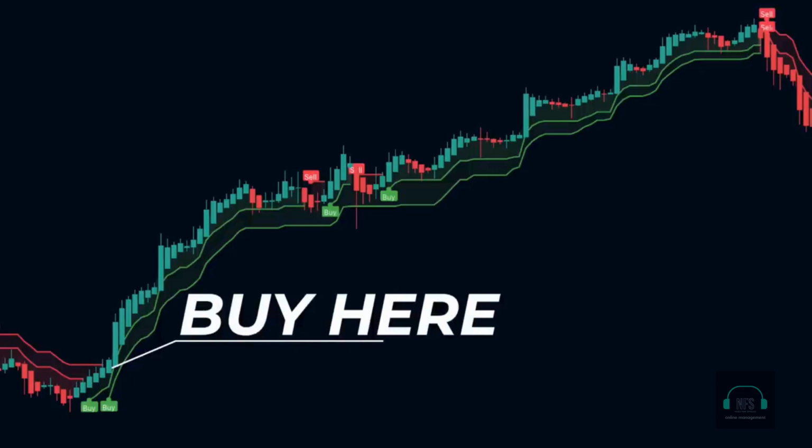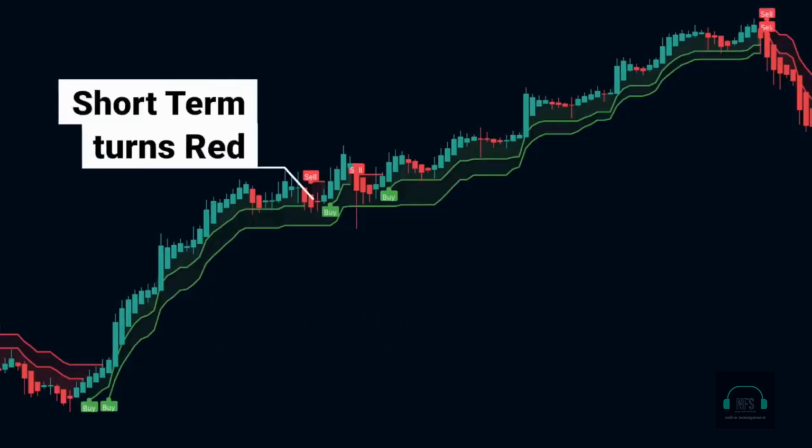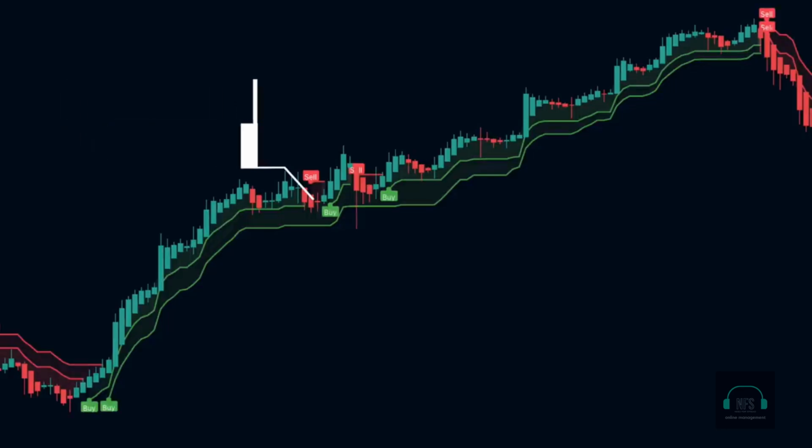For our exit, we will wait for both the SuperTrends to turn red to exit. In this example, here we see that the short-term SuperTrend turns red, but we will not exit because the long-term SuperTrend is still green. Our exit on this trade will happen here as both the SuperTrends turn red.